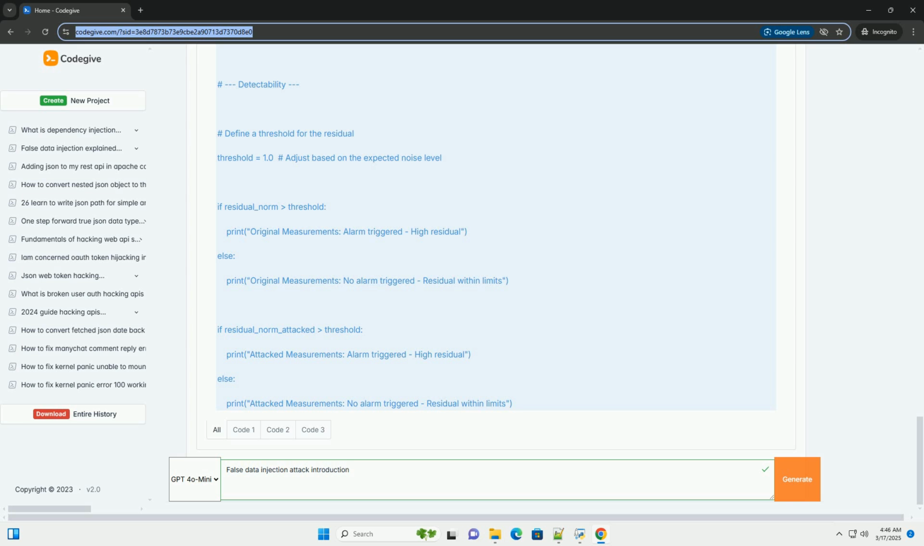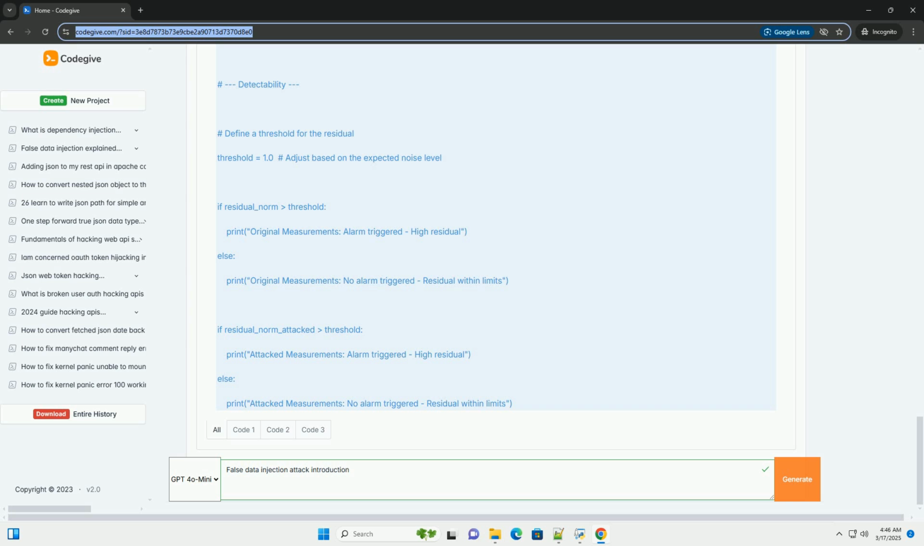x_hat = (H^T R^-1 H)^-1 H^T R^-1 z, where R is the covariance matrix of the measurement noise. Residual test: to detect anomalies, the state estimator calculates the residual, r = z - H x_hat. A large residual indicates a discrepancy between the measurements and the estimated state, suggesting a potential error or attack. A threshold tau is set, and if r exceeds tau, an alarm is triggered.